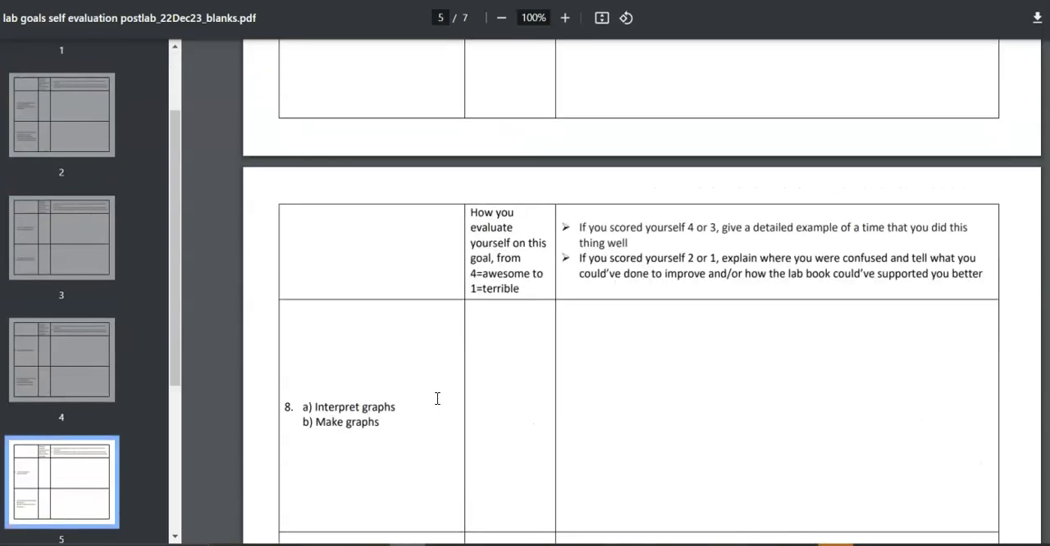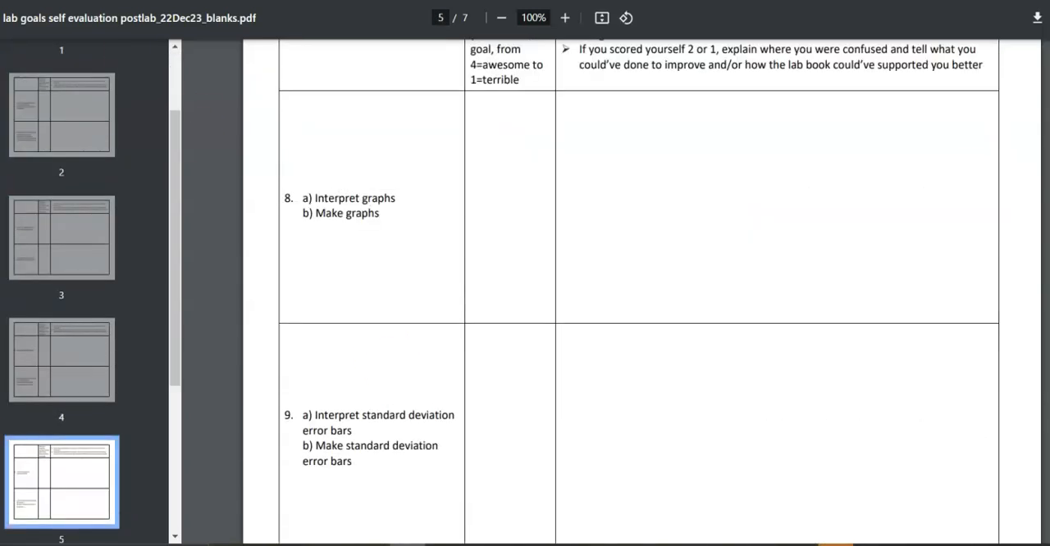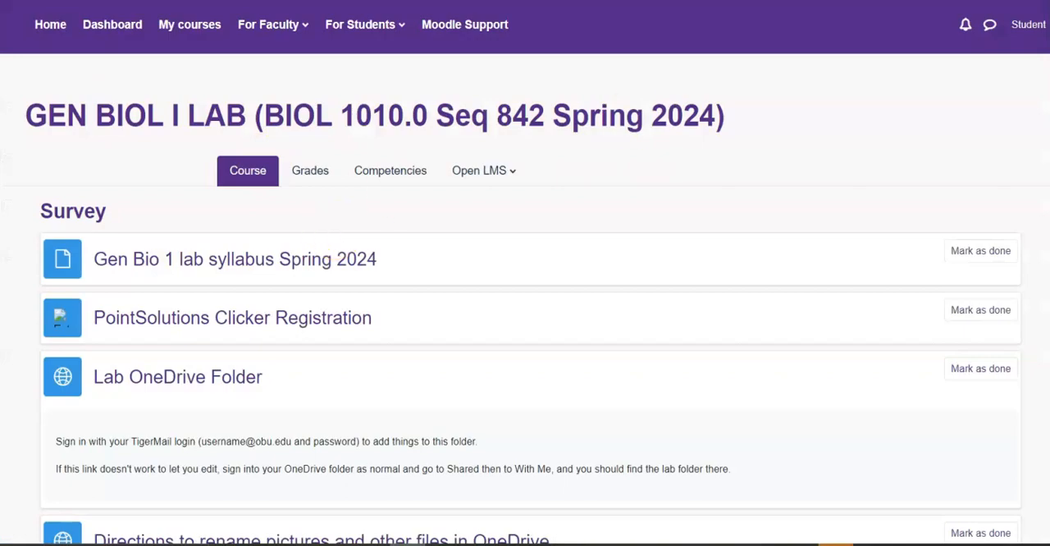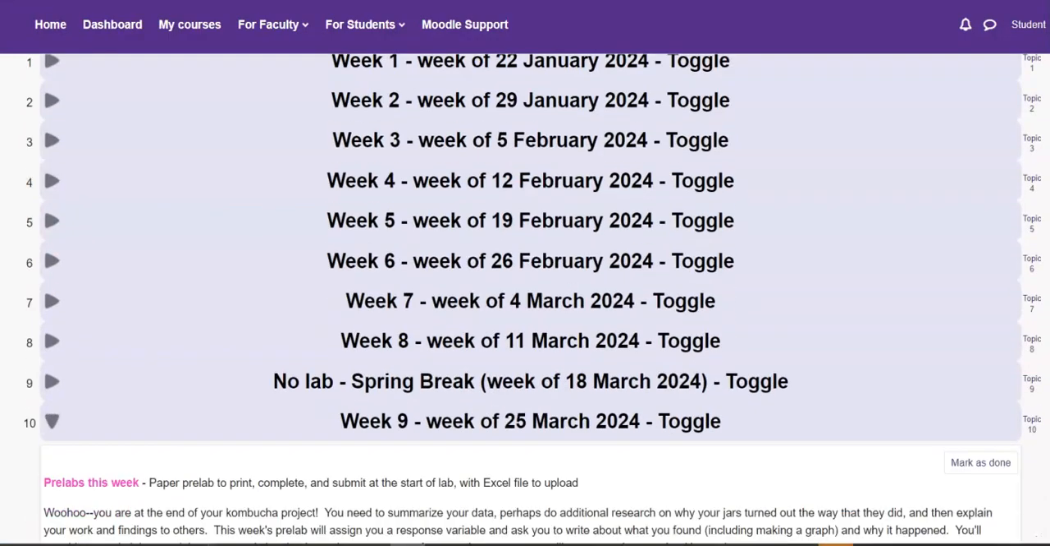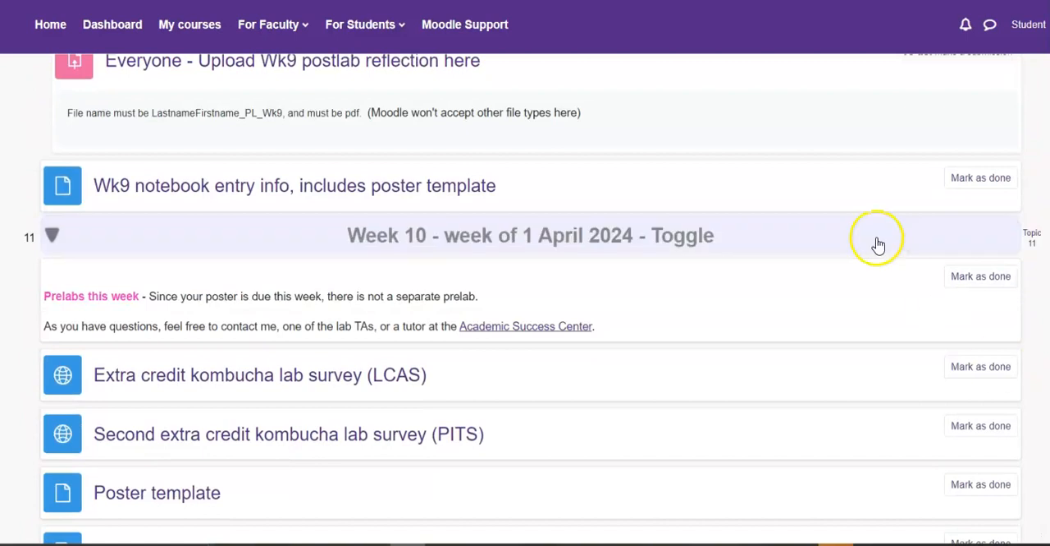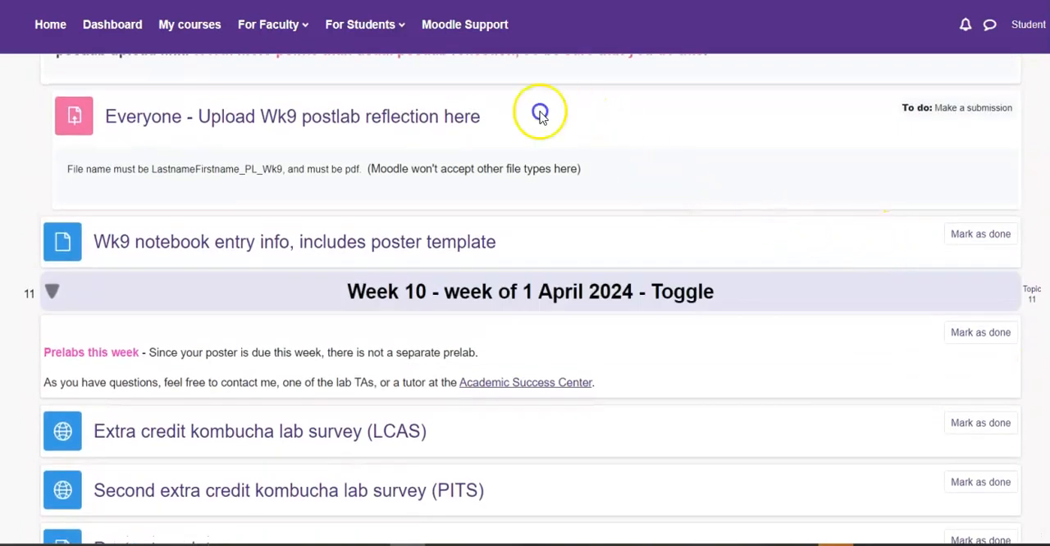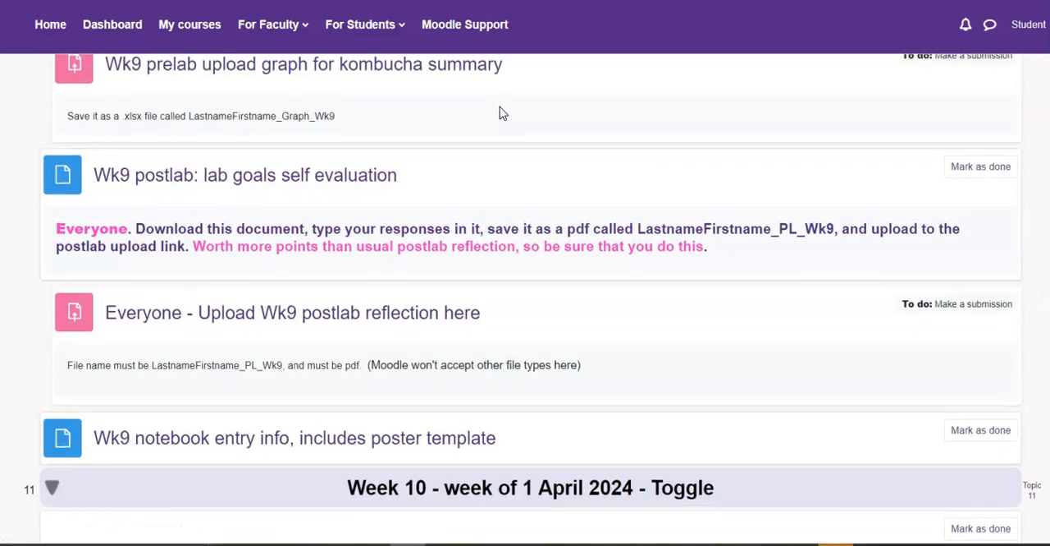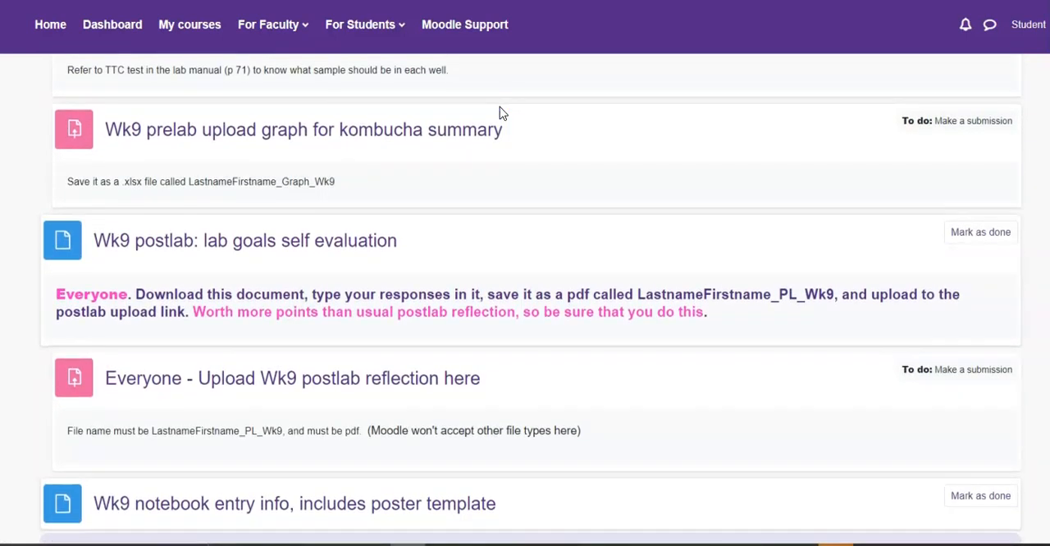Okay, so you'll finish this. And then when it's completely finished, you will upload it back to week 9, right here where it says upload week 9 post-lab reflection here. So week 9 is a little bit different. Make sure that you don't forget to do the post-lab because it is worth actual points and very easy points.